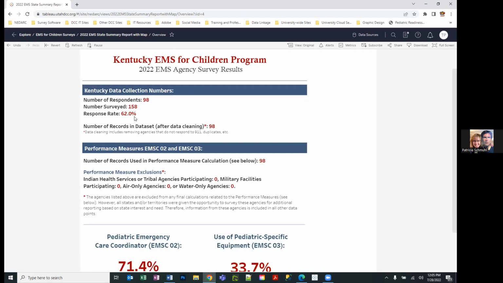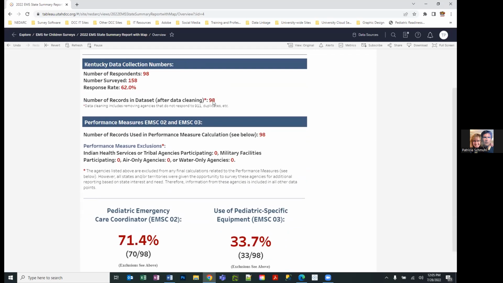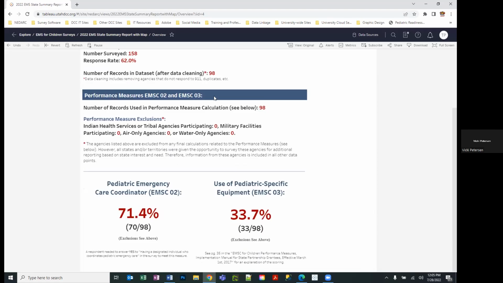We do have your response rate as the very first thing. Then the next important thing is the number of records in the data set. I say important because it's possible that your respondent number 98 will be lower here. It could be 97 or 96, because after cleaning, sometimes we find that there are several agencies in your data set that said they do not respond to 911. That may be something you want to follow up on. This becomes the overall denominator for four of the dashboards in this workbook.